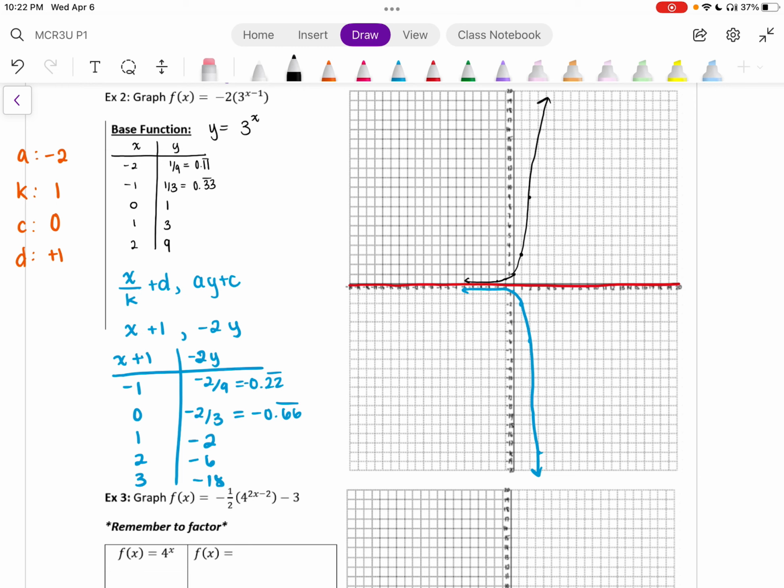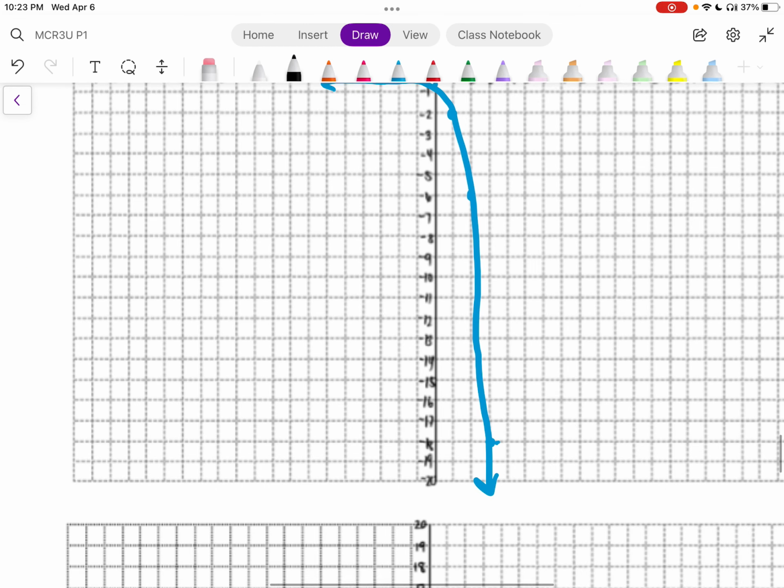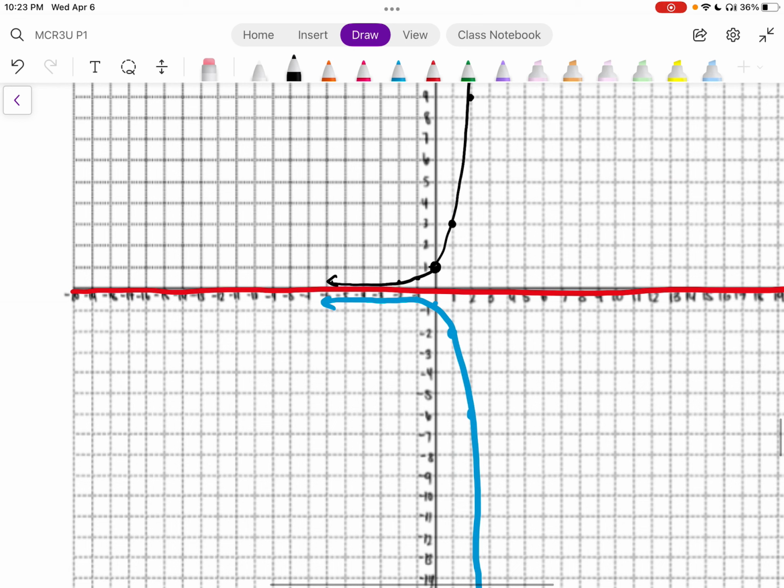It's already reflected on the x-axis. It has the same asymptote, right? And it's shifted over 1 to the left. You can usually tell the shifts by just looking at this point right here. So if this point is shifted, then that means that we have a horizontal shift. Okay.